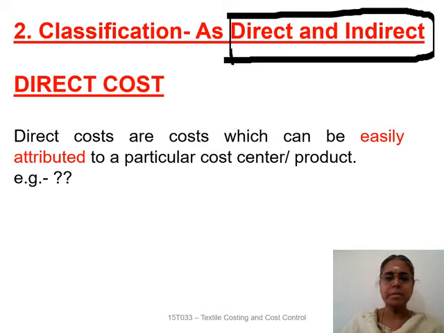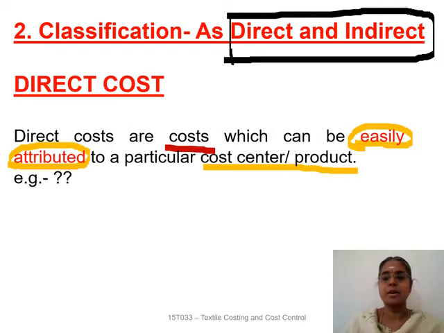The basic elemental classification is a little bit easier, whereas for direct and indirect you have to be very clear, because in one industry it may be direct, and for another industry it may not be direct. So you must have a clear understanding of this classification. Direct costs are costs that are easily attributed to a particular cost center or a product. You are not yet aware of the term cost center, but you know what a product is.